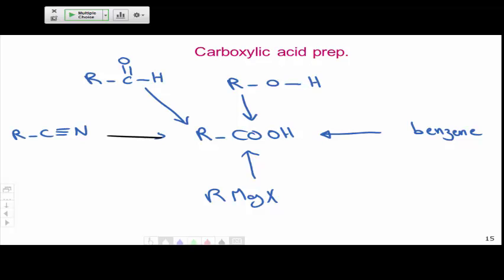So I'm going to start right here. So changing of alcohol to carboxylic acid, or preparing carboxylic acid from an alcohol. Is there a requirement? Can any alcohol be changed to a carboxylic acid?